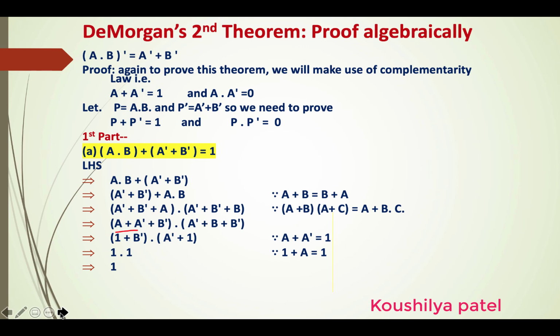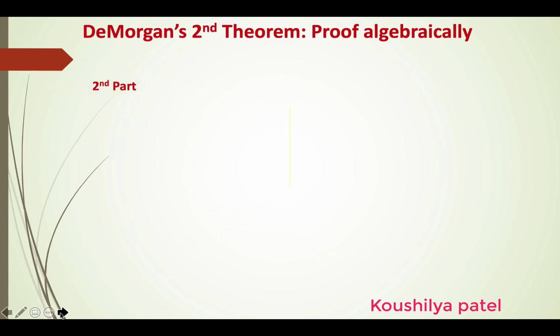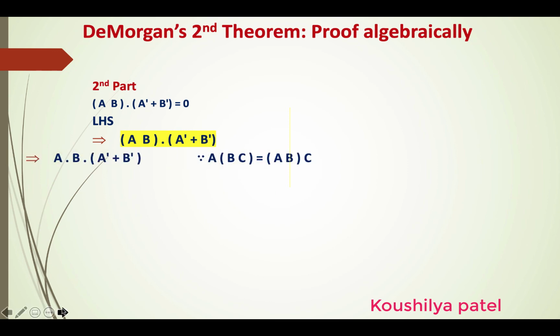Now we will prove P into P dash equals 0. So now take the second part. The second part is A into B into (A complement plus B complement) equals 0, or we can say A into B into (A dash plus B dash) equals 0. Now again start from the left hand side. The left hand side is A into B into (A dash plus B dash).